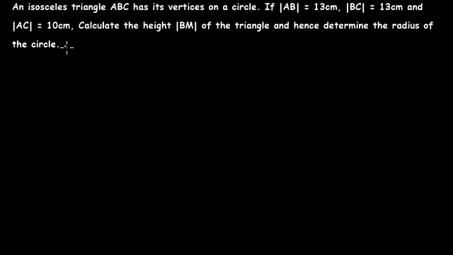An isosceles triangle ABC has its vertices on a circle. If line AB is equal to 13 centimeter, BC is equal to 13 centimeter, and AC is equal to 13 centimeter, calculate the height BM of the triangle and hence determine the radius of the circle. So, just like before, let's begin by drawing a picture.